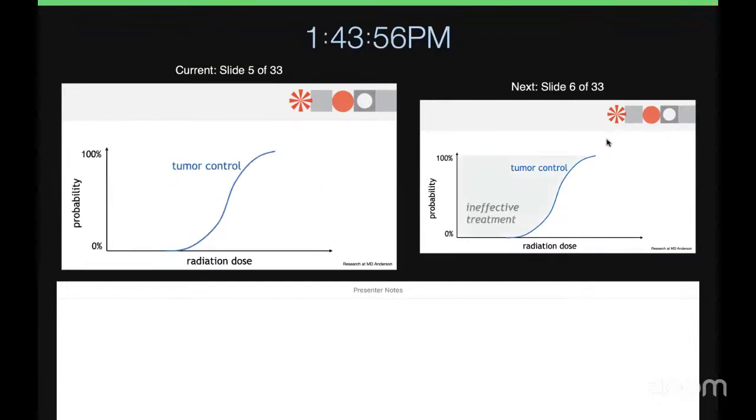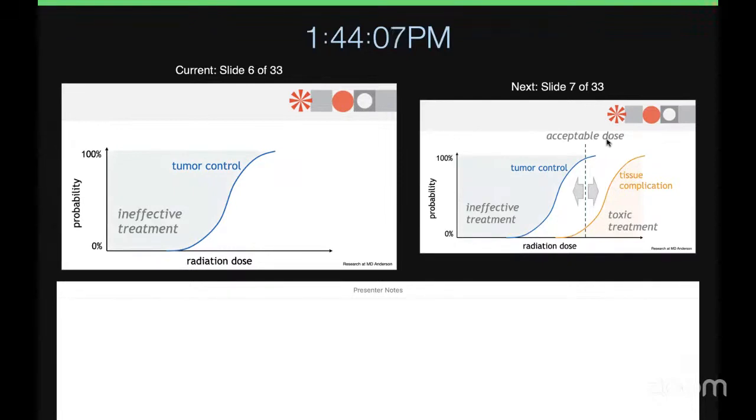So with this, with increasing radiation dose, we get more and more probability of controlling the tumor. Everything on the left-hand side of this curve means treatment is ineffective.